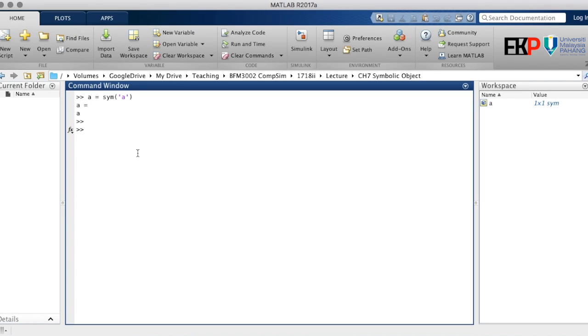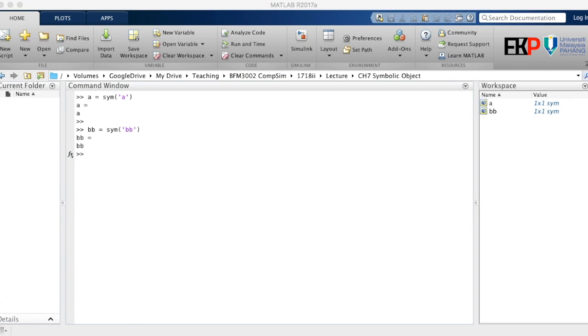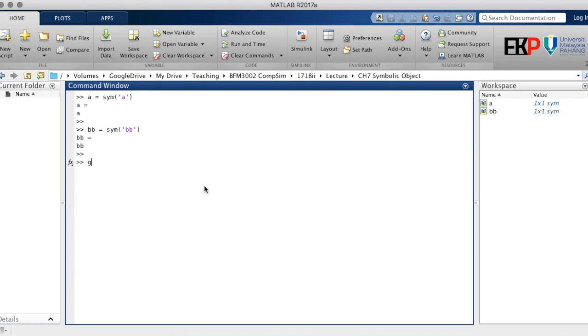We can assign, for example, BB equal to sym of the string BB. When we press enter, MATLAB says BB is equal to BB, also a symbolic object. And we can assign, for example, G to a sym of, let's say, gamma. When we press enter, MATLAB says G is gamma, also a symbolic object.